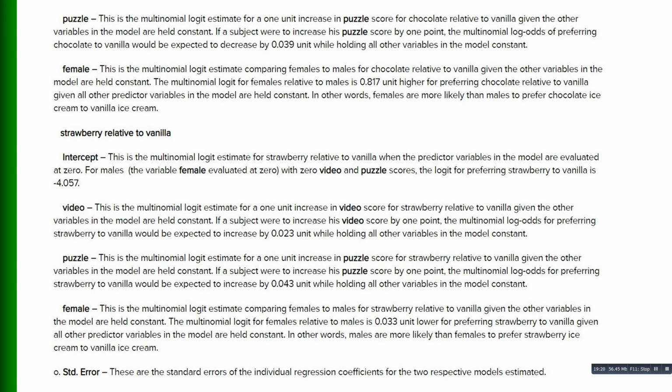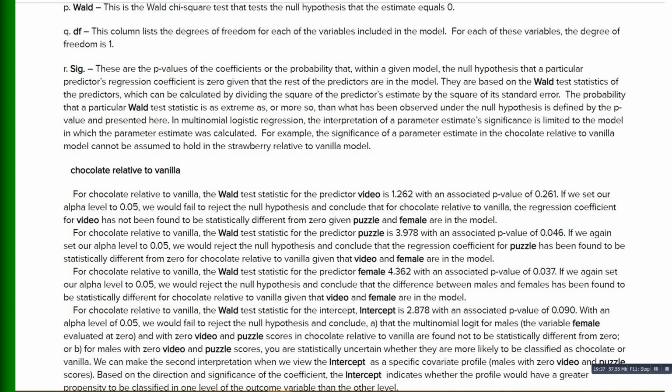Ladies and gentlemen, I am not going to read each and every word and sentence in this. I leave this for you. You can read this. There is a full interpretation of these results. And now I would like to come to some other statistics like the Wald statistics. And here is chocolate relative to vanilla.